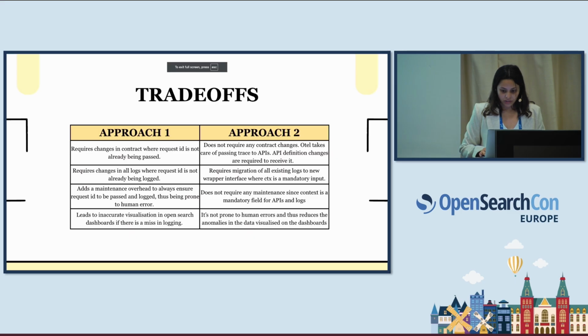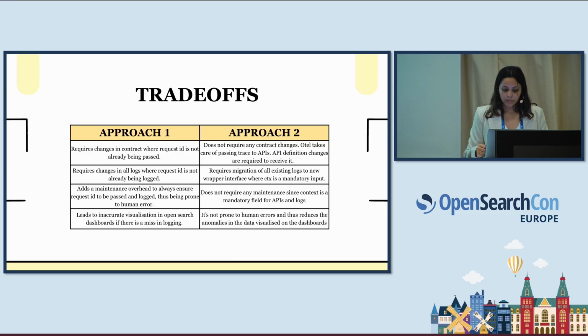Okay, so just to quickly summarize both the approaches we discussed, approach one would require the contract changes and also API definition changes. The second approach would only require the API definition change to receive the context that will be passed by OTel. The first one would require changes in only the logs where the request ID is not already being logged. But the second one would require us to create a log wrapper that will help us log this context created by OTel, and this will require changes to all the logs.